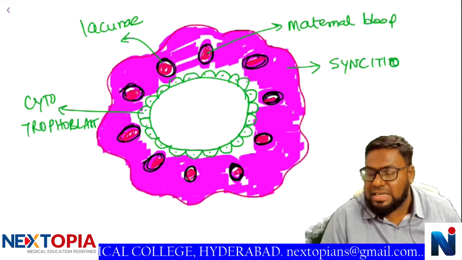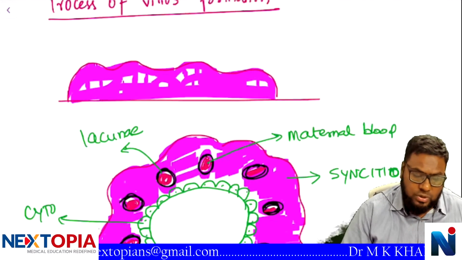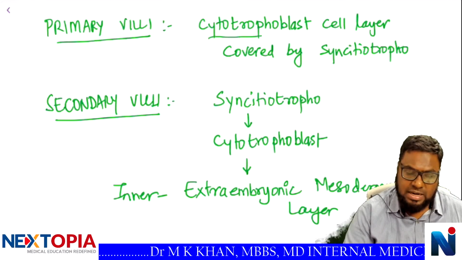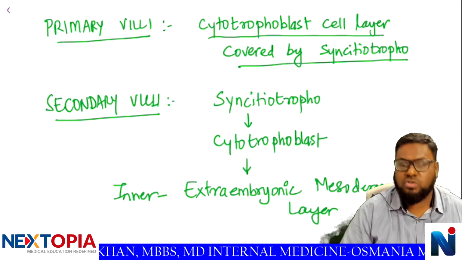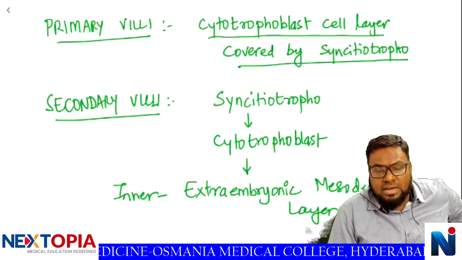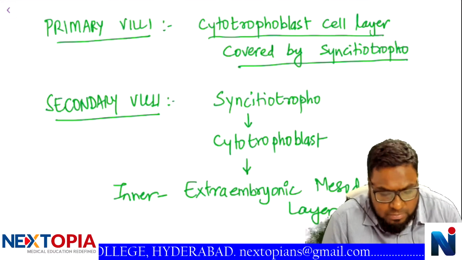This is the primary villus. This is the primary chorionic villus. Now, I told you what a primary chorionic villus is. A primary chorionic villus is the cytotrophoblast layer, which is covered by the syncytiotrophoblast layer. The syncytiotrophoblast layer in turn has lacunae full of maternal blood.